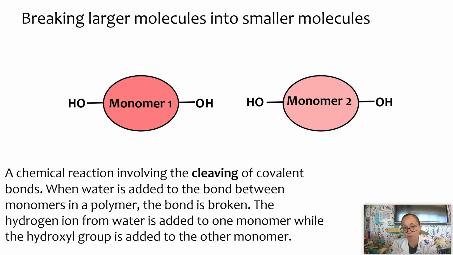College Board, if you're watching this for AP Bio, in their text to us teachers of what to teach, they use the phrase the cleaving of covalent bonds. And I know for my students that would probably be a new vocabulary word. So here we can read their text together. A chemical reaction involving the cleaving of covalent bonds. When water is added to the bond between the monomers in a polymer, the bond is broken. The hydrogen ion from water is added to one monomer, while the hydroxyl group is added to the other monomer.